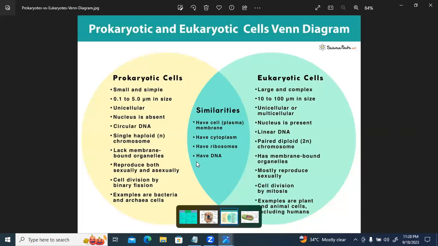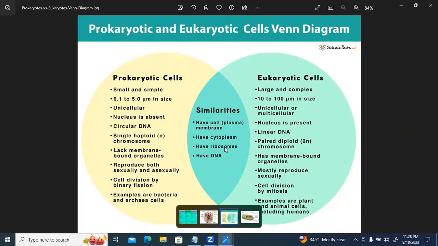Now, what are the similarities between prokaryotes and eukaryotes? Both of them have plasma membrane, both have cytoplasm, both have ribosomes, and both have DNA. Through all of this, we can suggest that the main function of a cell is to provide structure and support growth, transport, energy production, and metabolism for the growth of an organism.